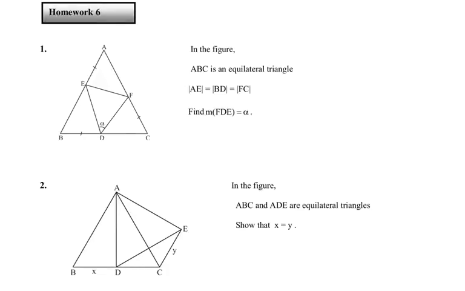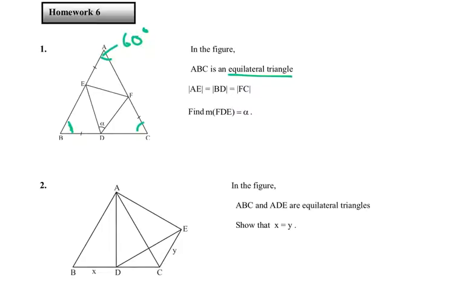Okay, so in homework 6 we're looking at a couple of questions where we're looking at equilateral triangles. Here ABC, the outside triangle, is an equilateral triangle, and we know for an equilateral triangle that all the angles are equal, and what's more than that, we even know the value. We know it's 60 degrees.